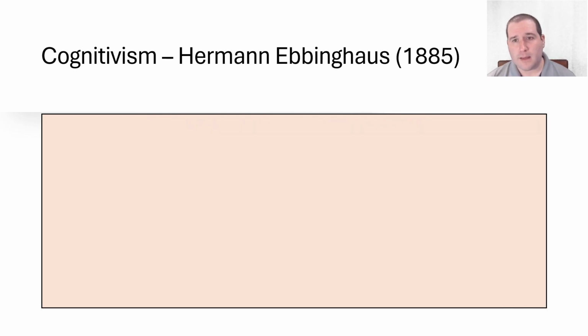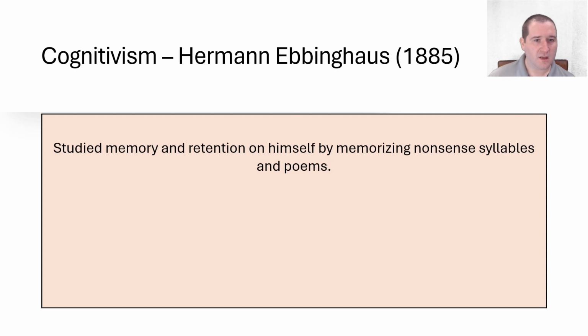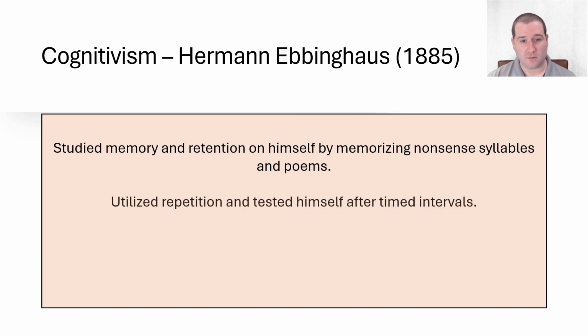Okay. In 1885, we talked about this a little bit in our opener. Hermann Ebbinghaus, a German psychologist, started studying memory and retention on himself by memorizing nonsense syllables and poems. Okay, he would put together these big lists of these 3-letter syllables that are not real, and he would try to memorize all of them. And then he would test himself, and then he would wait and test himself again, and wait and test himself again. So he found out a lot about how memory works through this process.